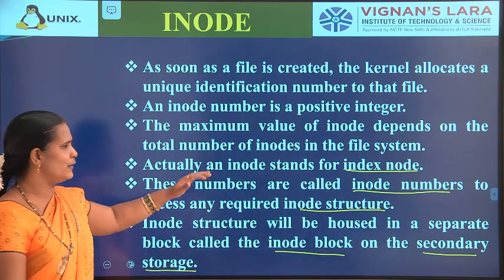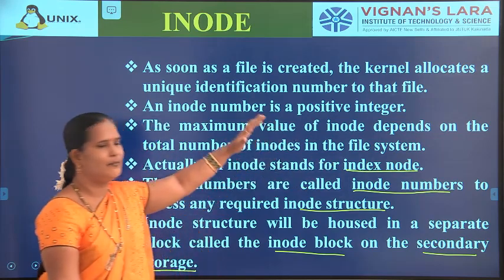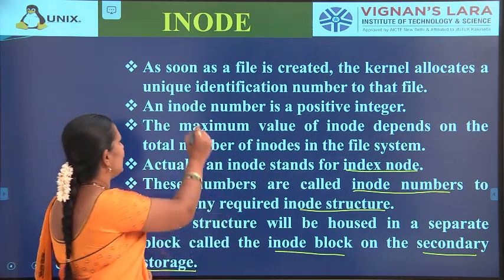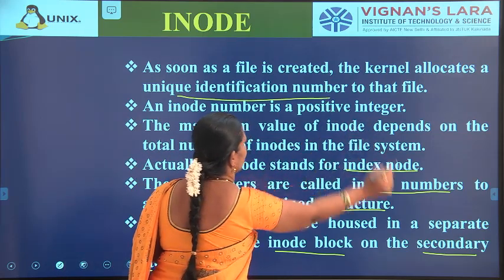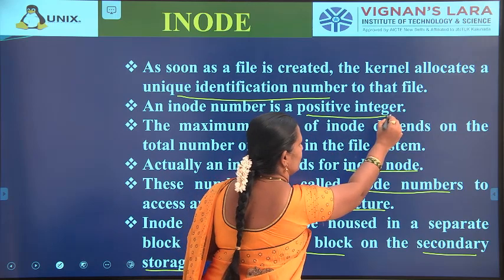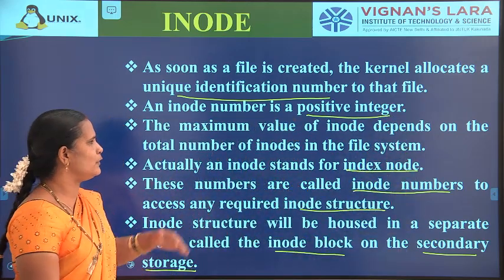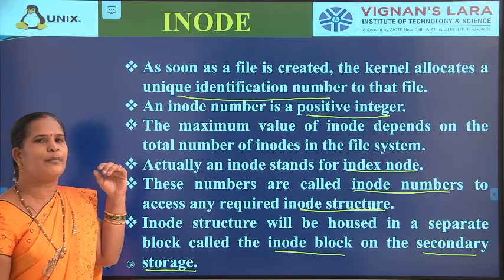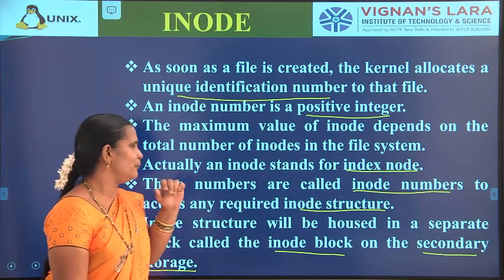Inode stands for index node. Whenever a file is created, the kernel is going to allocate a unique identification number to that file. This inode number is a positive integer. It depends upon the total number of inodes that are available in the file system.